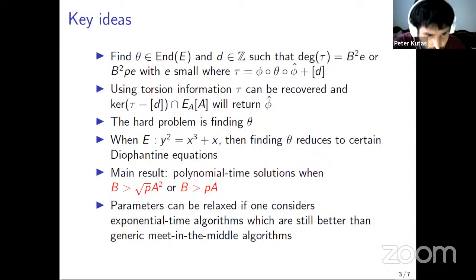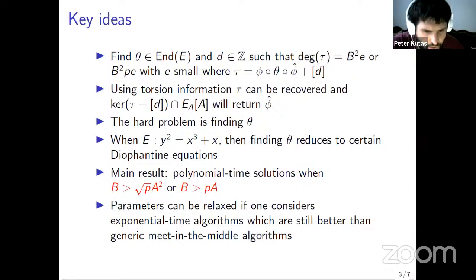So what are the key ideas of our work? The main idea is to utilize the endomorphism ring of the starting curve in a certain fashion. Namely, look for an endomorphism theta and some integer d, such that phi theta phi hat plus d, which we dub as tau, has the special property that its degree is very close either to B squared or to B squared P, meaning that it's either B squared E or B squared P times E, where E is small. And if that's the case, then we show that you can compute tau.